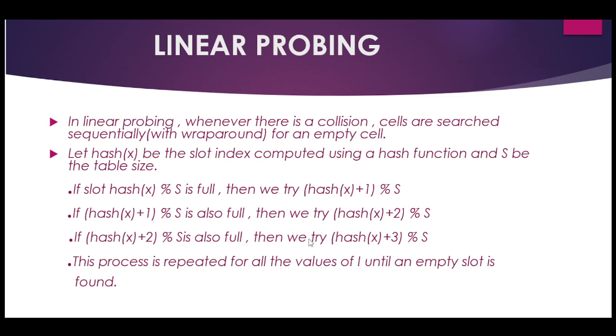This is the formula. If hash of x plus 1 mod s is also full, then we try hash of x plus 2 mod s. If hash of x plus 2 mod s is also full, then we try hash of x plus 3 mod s. This process is repeated continuously for all the values of i until an empty slot is found. Here i means 1, 2, 3, and so on. It can be increased until the empty slot is found.